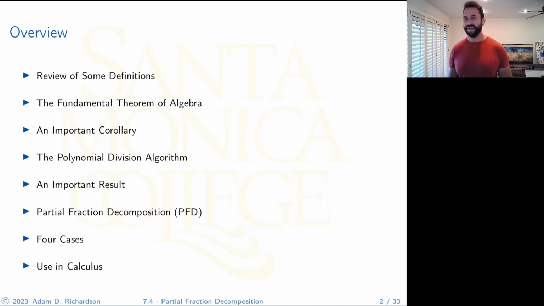So I know I say it later on in the lecture too, but this technique really does not have anything to do with calculus at all. It really has more to do with algebra. So most of what we're going to talk about today involves algebra.